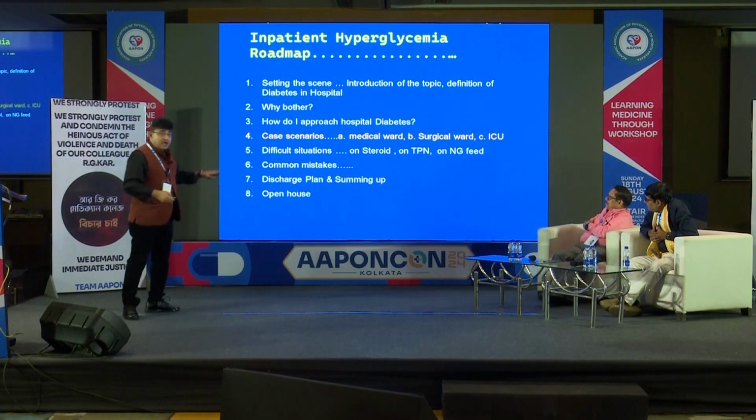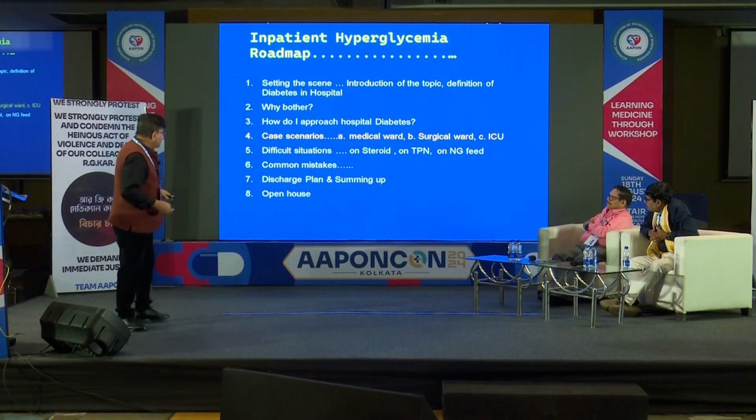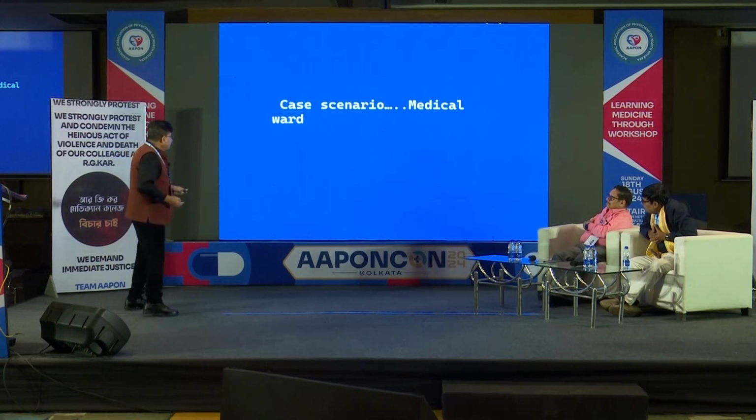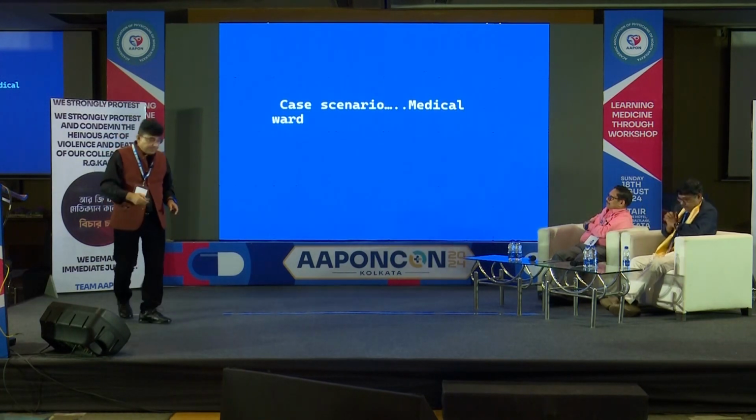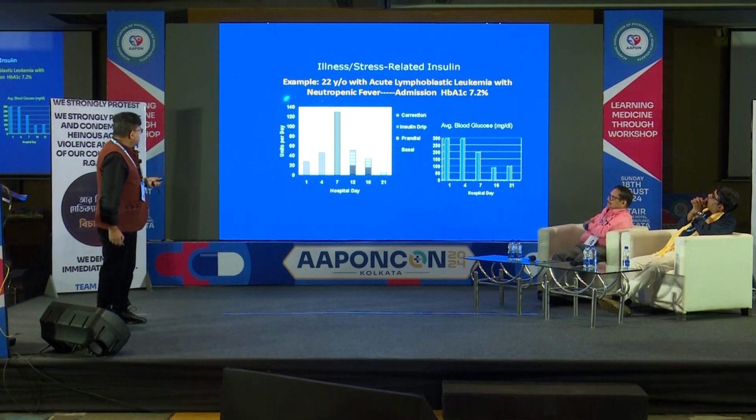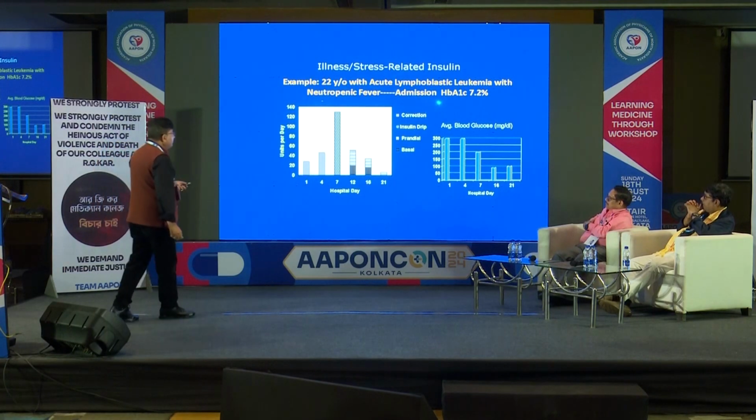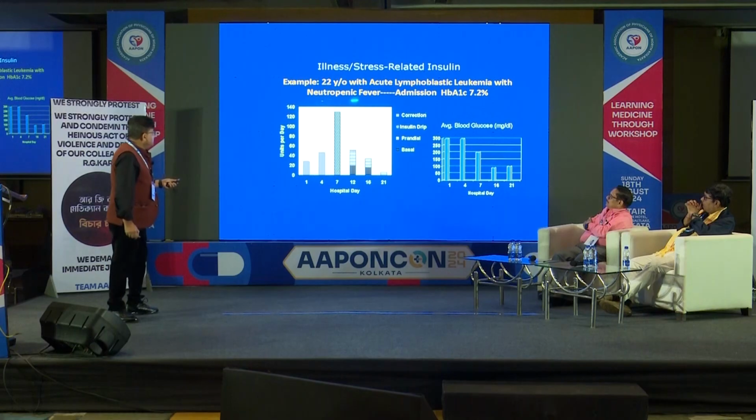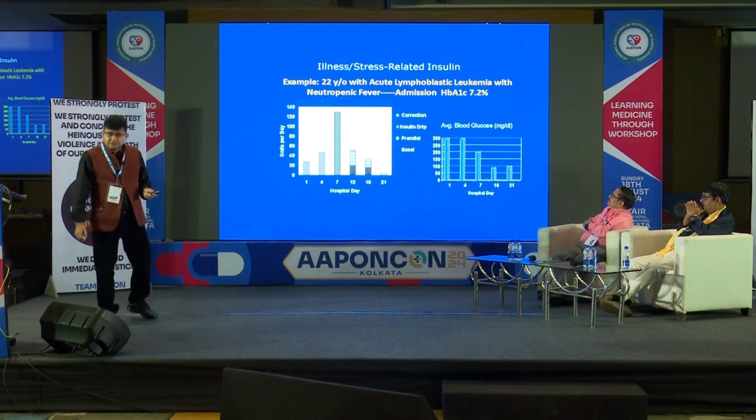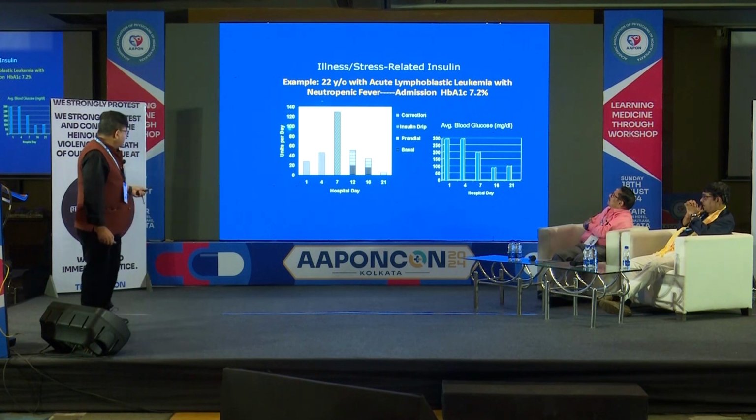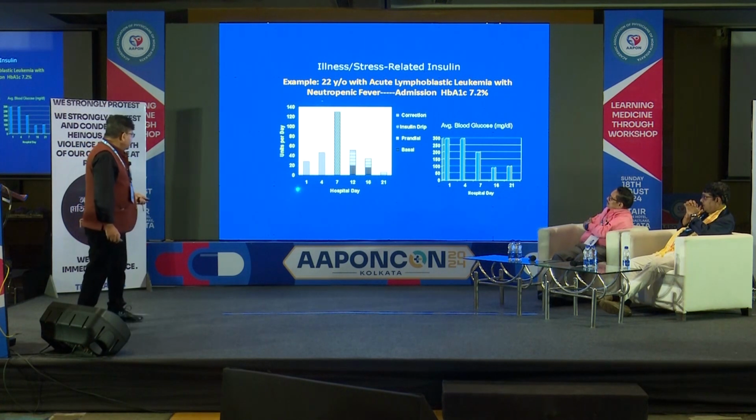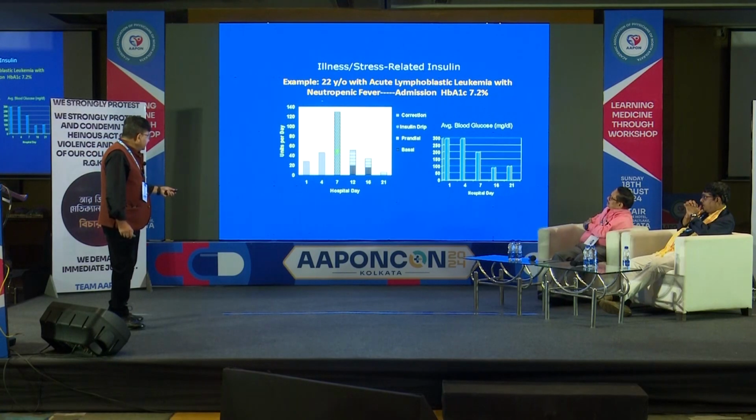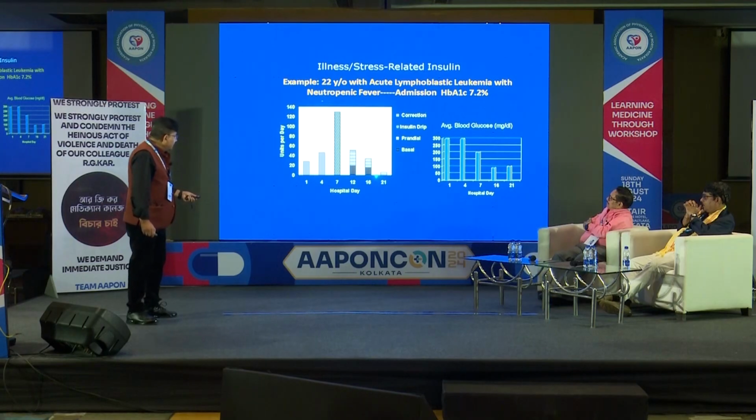So now we come to the case scenarios. I think these are going to be interesting for you. I will start with a medical case, a very typical medical case. This is a patient with acute lymphoblastic leukemia with neutropenic fever and admission HbA1c 7.2, not very high. And this is how the insulin requirement varied. See, the requirement was rising at the middle of the stay and gradually falling down.